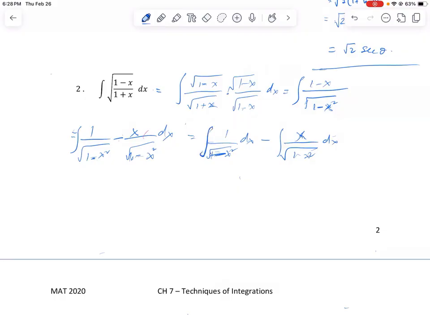So I will now look at the second integral. What do I do there? We have to make a substitution. In this one, we say let u equal 1 minus x squared, then du is equal to minus 2x dx. So dx will be equal to du over negative 2x.